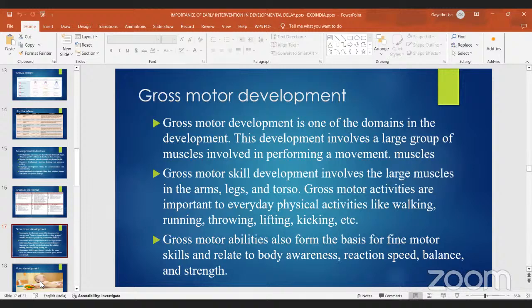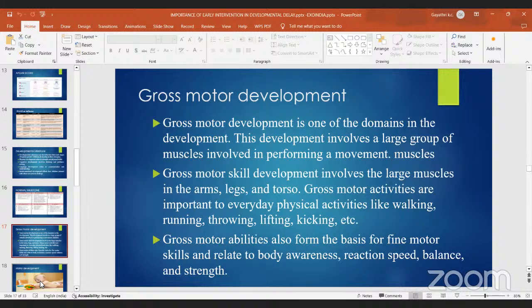Gross motor development is one of the domains in development. It is a larger group of muscles. Gross means a group of muscles involved in performing movements. Gross motor skill development involves the large muscles in the arms, legs and torso. Gross motor activities are important to everyday physical activities like walking, running, throwing, lifting.